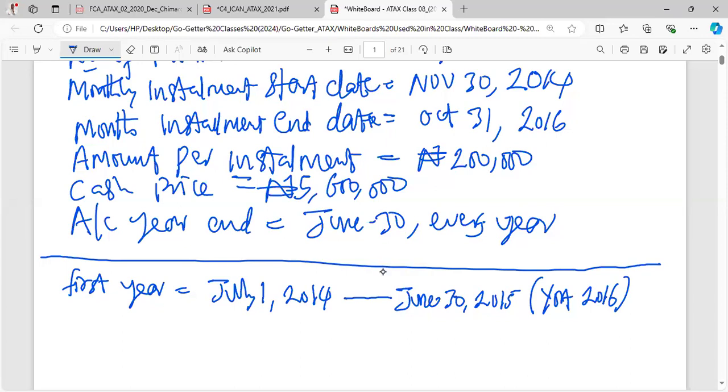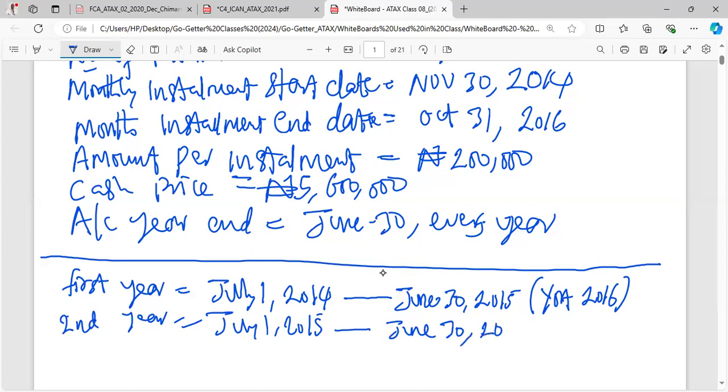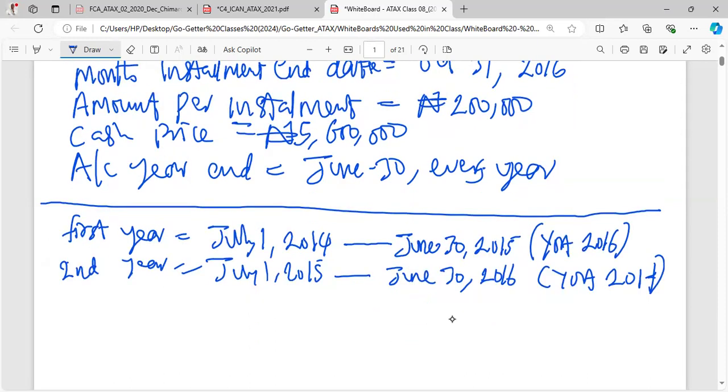Okay. So the second year, let me use second year like this. Second year would be July 1, 2015 to June 30, 2016. That will be year of assessment 2017. Then as we are looking at it, look at the end date, which is October. October 2016 is not covered here. So we still need another year.